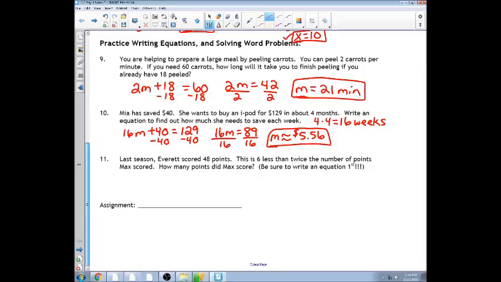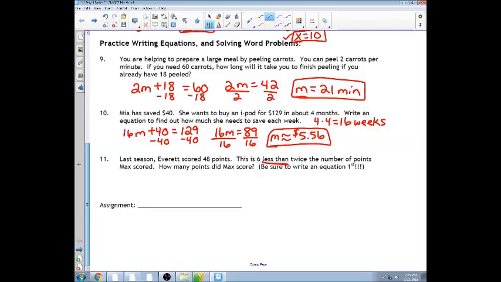So let's go ahead and try number 11. This one is going to be a little different. Remember, when it says less than something, you want to flip it. Okay? Everett scored 48 points last season. This is 6 less than twice the number of points that Max scored. How many points did Max score? We want to write our equation first. So go ahead, pause the video, give it a shot. Come on back, let's see how you did.